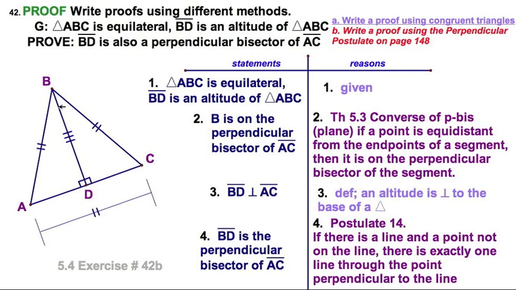And since there's only one line perpendicular and it passes through this point, and BD is on the perpendicular bisector, as we said in 2, therefore BD must be the perpendicular bisector of AC. Pretty clever and an elegant solution where we didn't have to use congruent triangles.